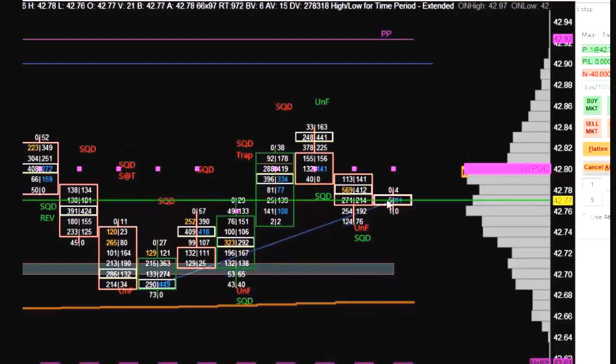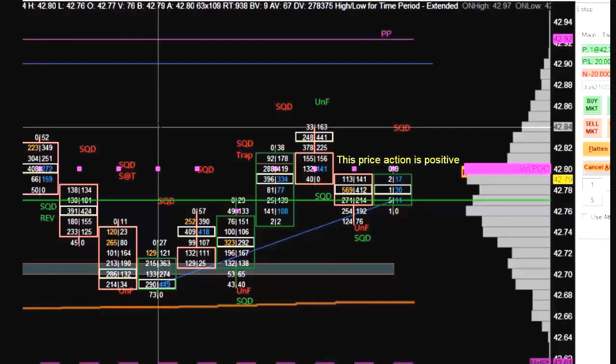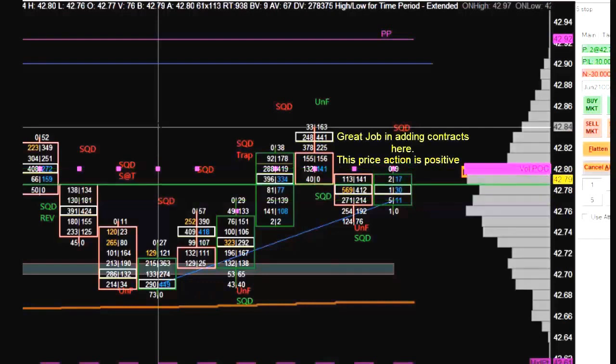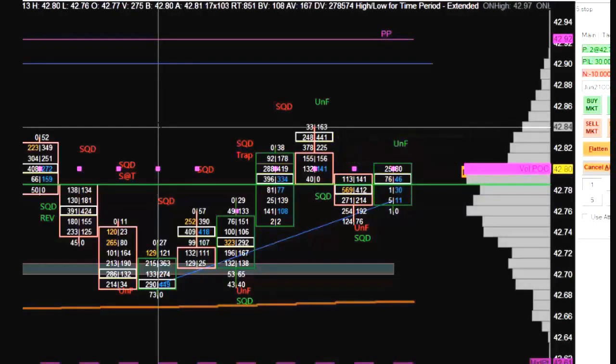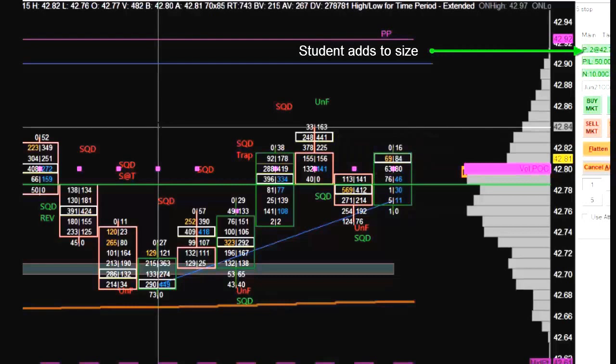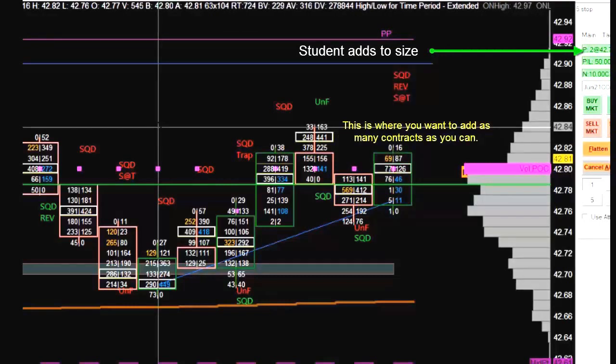Okay. We're getting the acronym SQD, sequential decline, a little bit of unfinished business right there, UNF. You also have an unfinished business up here. So it's going to take out one of these unfinished business levels. Price action is good now. It's developing. Buyers are stepping in. And good. There's the add. Contract add.